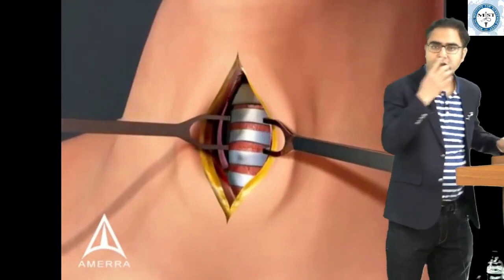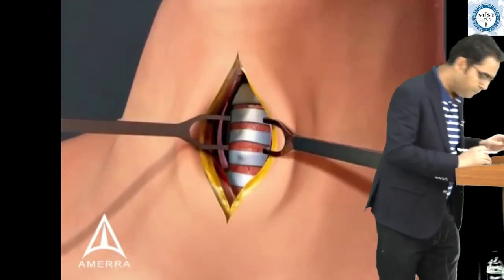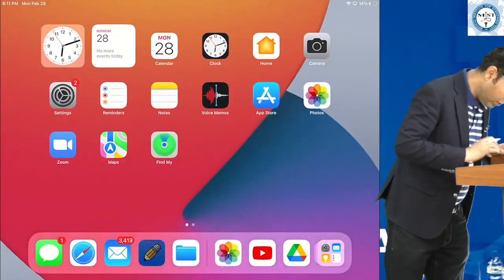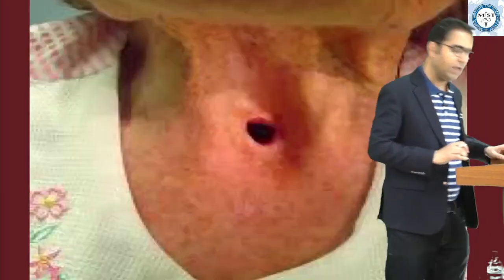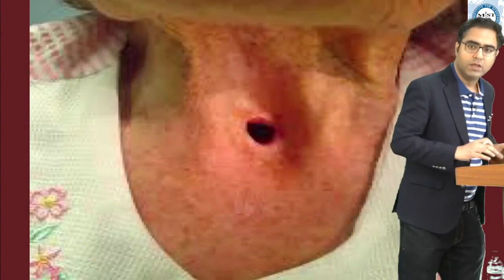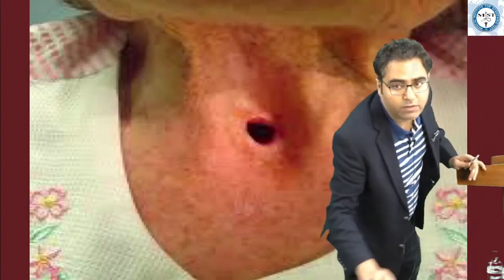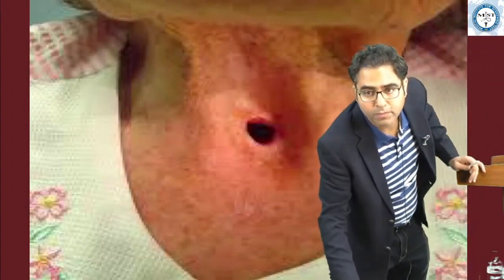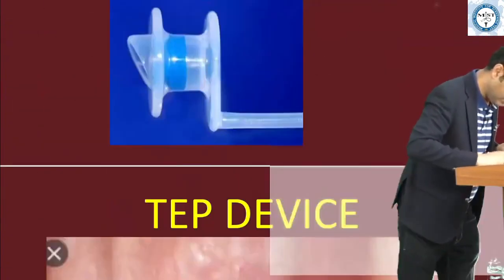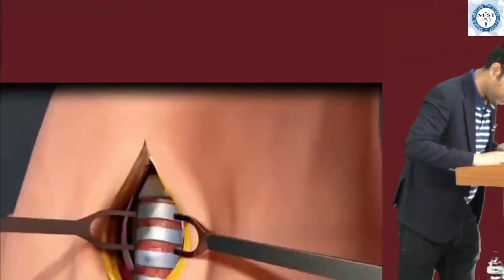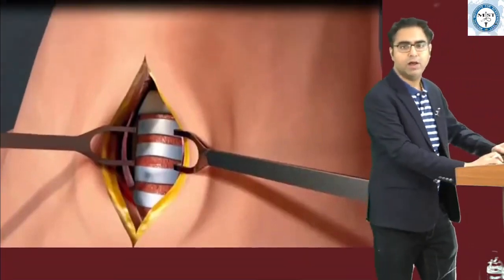Okay. Now trachea has been exposed. Now, everybody, just see over here, beta. Trachea has been exposed. Now, where to do the tracheostomy is the question. Site of tracheostomy. Everybody, where to do the tracheostomy is the question now. Okay. Now, please see on the screen. This is what you have achieved by now.